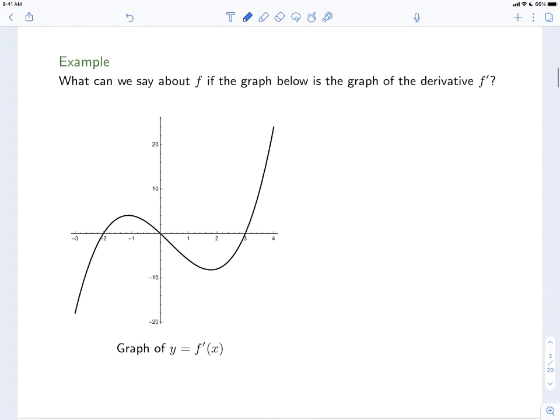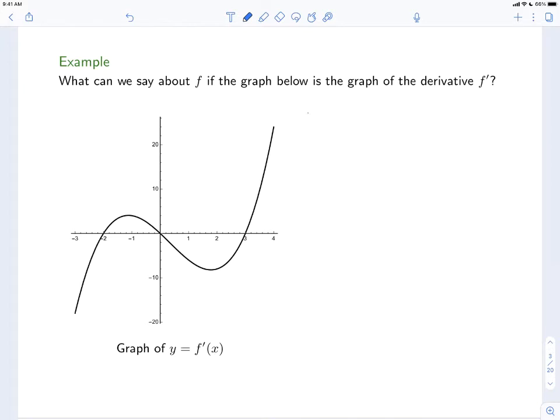Let's look at an example. What can we say about the function f if the graph below is the graph of the derivative? So the first thing to notice is that this graph that you see here is not the graph of the function f, it's the graph of the derivative, f prime of x. So we want to see what we can say about the original function. Well, what we can say is when the original function is increasing or decreasing.